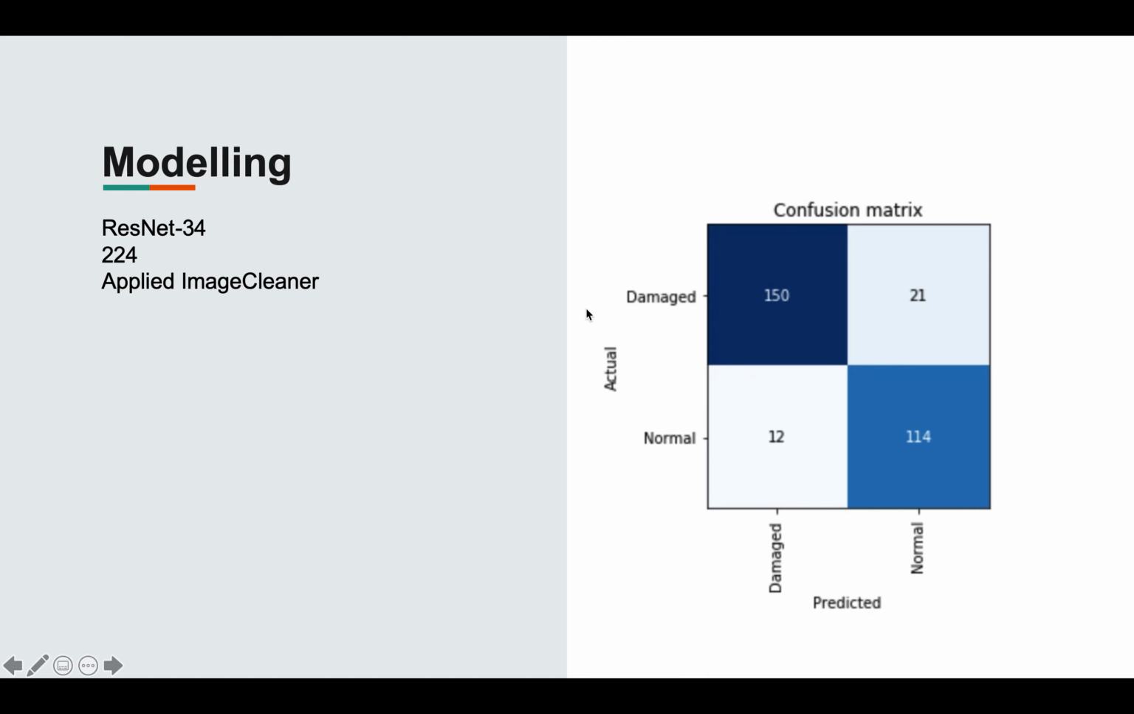Let us have a look at the result of the confusion matrix. For the model ResNet 34, applied on the image size 224, together with the image cleaner, we can see that there are 12 images, and together another 21 images are misclassified.